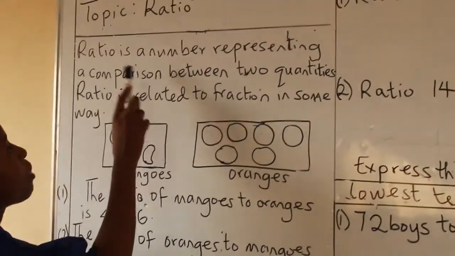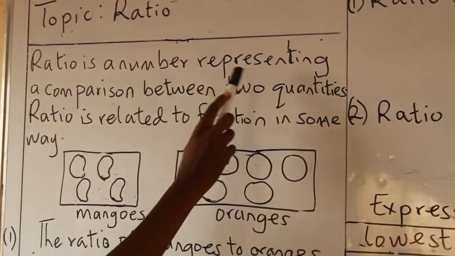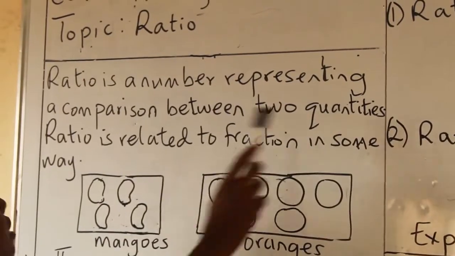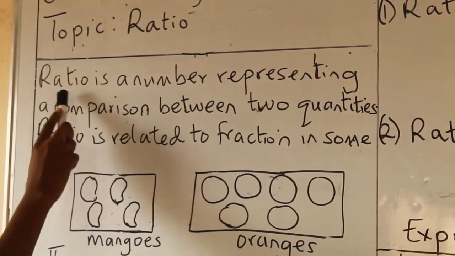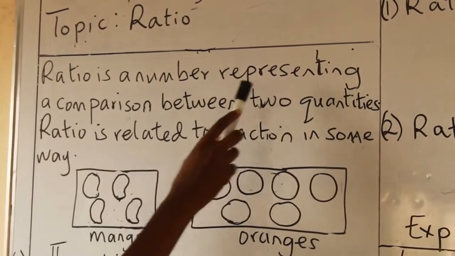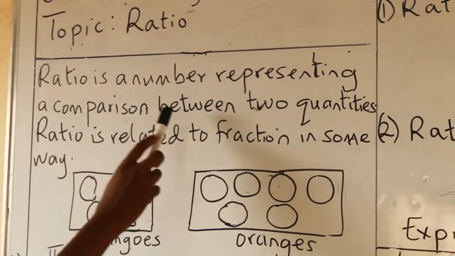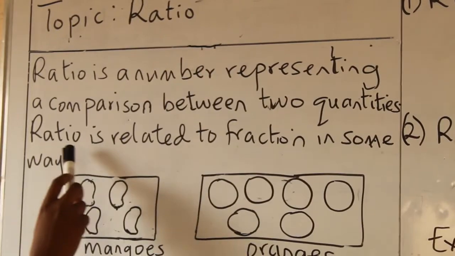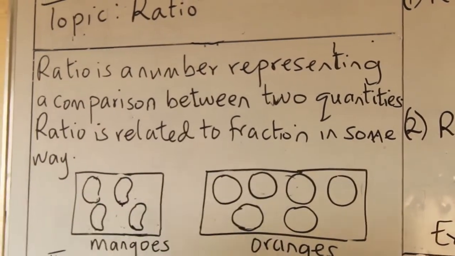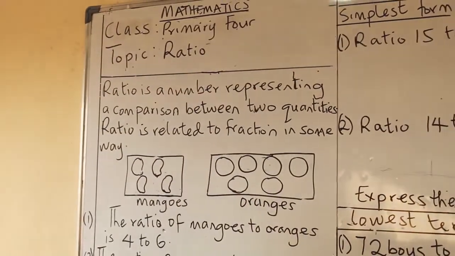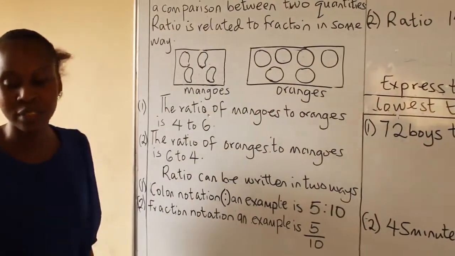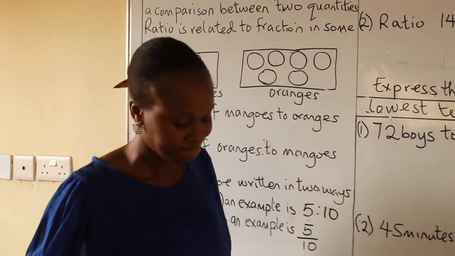Ratio is a number representing a comparison between two quantities. And ratio is related to fraction in some ways. You'll get to know that in the course of this class.